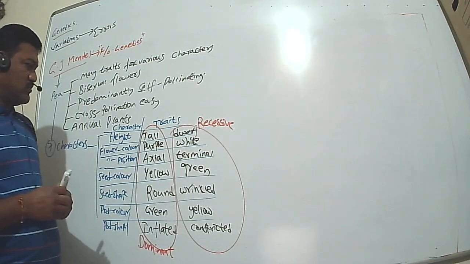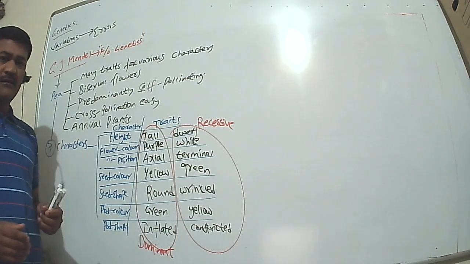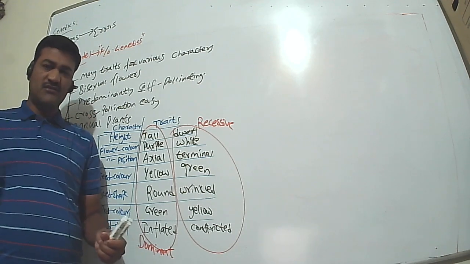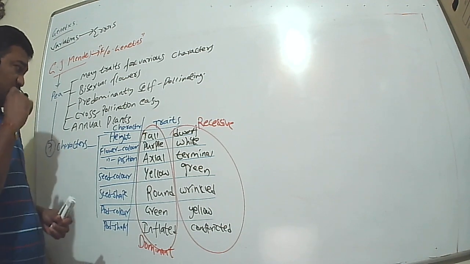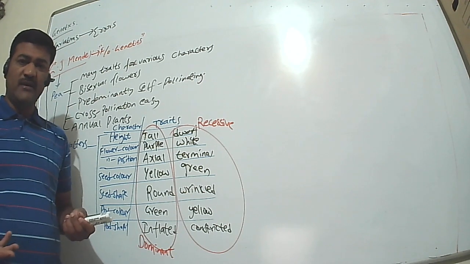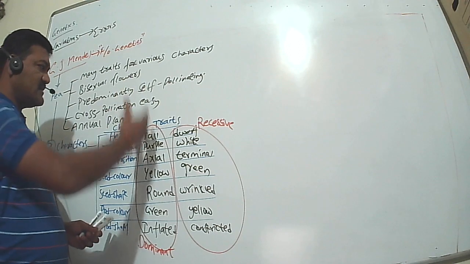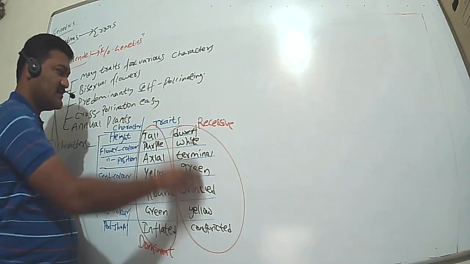So why do you call these as dominant and why do you call this as recessive? Actually, what is the physiology behind it? What is the importance behind these dominant traits and recessive traits? See, generally, a trait which is more advantageous to a plant, more beneficial, more useful to a plant, will be selected as a dominant trait, and which has less advantage or less use will be considered as a recessive trait.